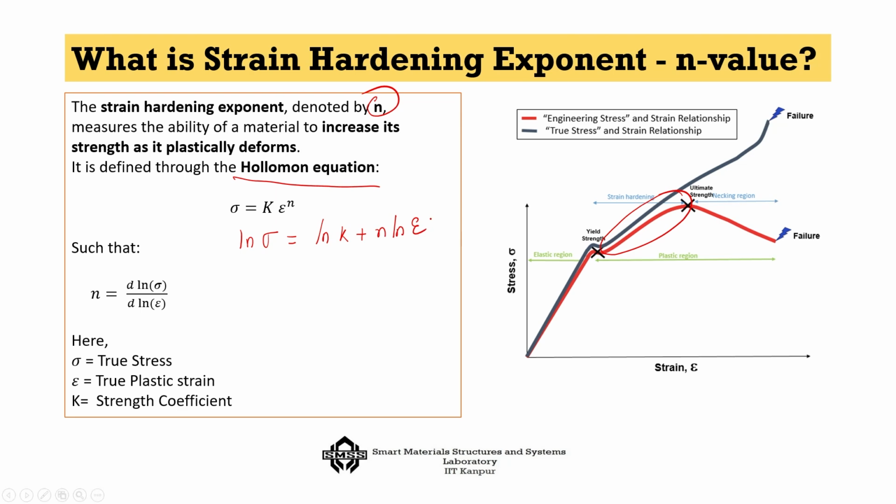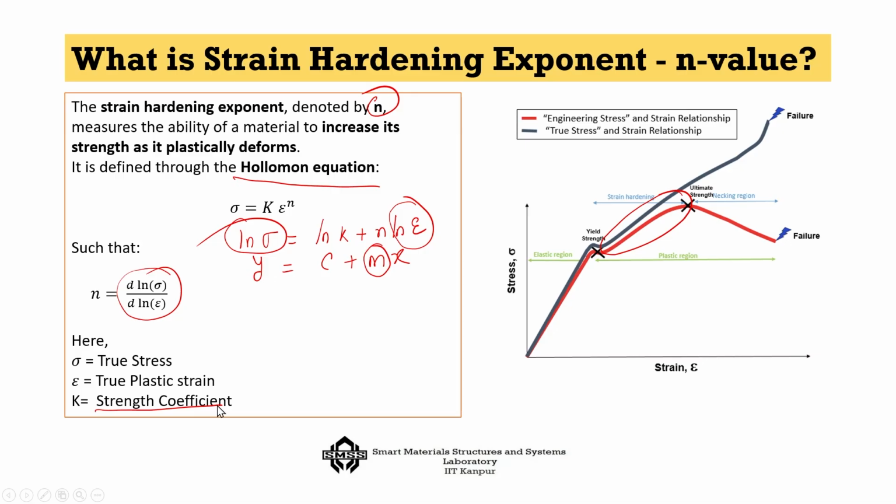In the log plot, this becomes a straight line equation, y equals c plus mx. In that equation, n works like the slope, the slope between log of epsilon and log of sigma. That is why n is d log sigma divided by d log epsilon, where you have to know that sigma is the true stress, epsilon is the true plastic strain, and k is the strength coefficient.